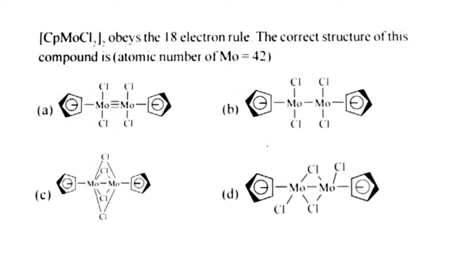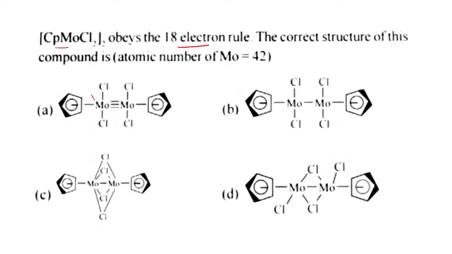Alright, so all of you are going with option C. Let's find out. So this is the first complex, and this complex obeys the 18 electron rule. It's given in the question that it obeys the 18 electron rule, so you have to predict the correct structure. So the correct structure of the compound is, let's start with option A.